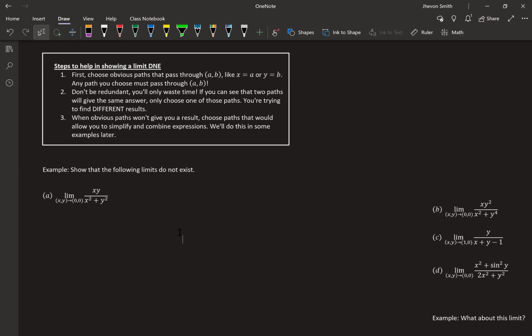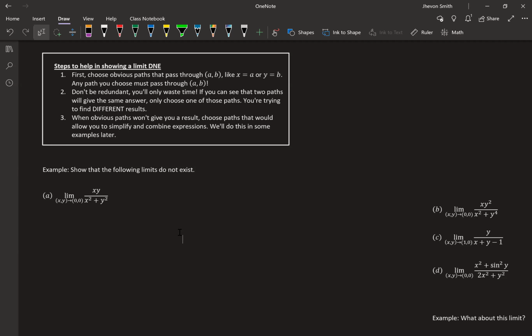Another obvious path would be y equals B, right? This would be a horizontal line that passes through the coordinate A, comma B, right? These are the more obvious things to choose because the numbers are right there in front of you, okay? So you can run along these paths. Let's say you have an example where it's going to A, comma B. You can approach along x equals A, see what answer you get. Approach along y equals B, see if you get a different answer. If you get a different answer, then boom, you're done. The limit does not exist.